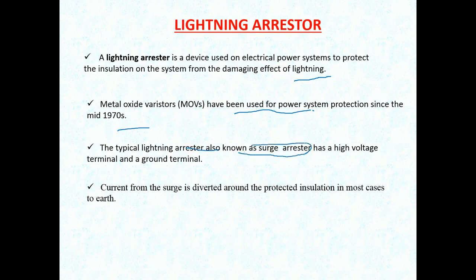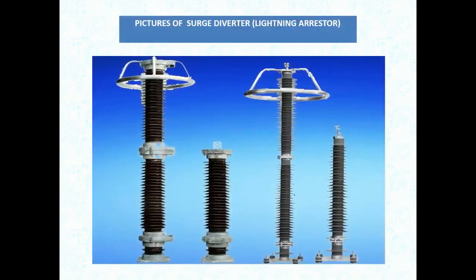The current from the surge is diverted to the ground and protects the costly equipment in the substation. It is the first equipment which we can see in the substation from the transmission side. If a feeder enters the substation, that feeder is connected initially to the lightning arrestor. These are pictures of surge diverters or lightning arrestors.